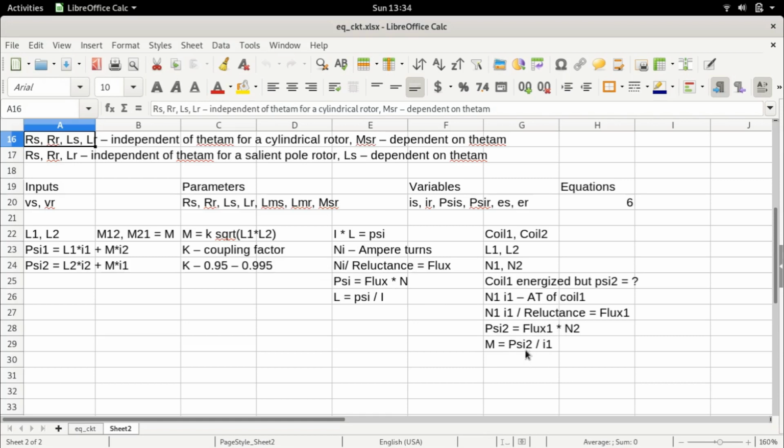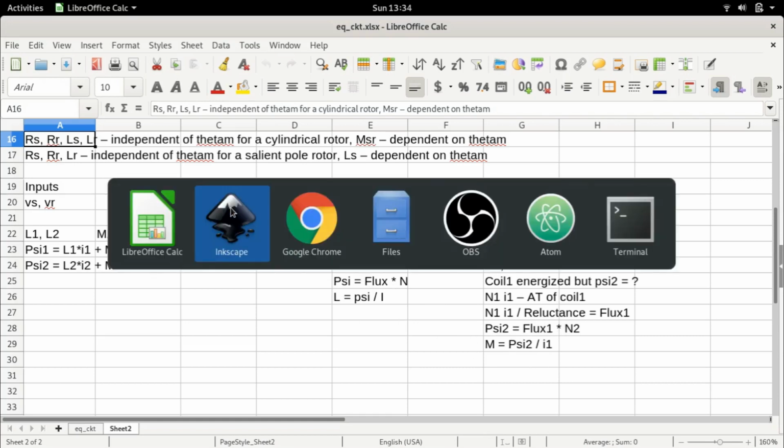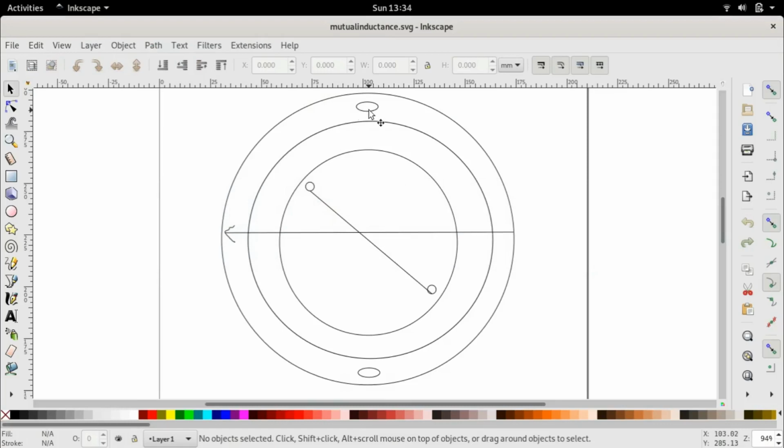So we are now looking at mutual flux, and if we come back to the diagram, I had talked about how we can consider a simplified stator winding. Typically the stator windings are distributed all across the circumference of the stator. But for the purpose of analysis, we can assume it to be just 2 slots diametrically opposite each other, and the coils are wound on these slots. And the same for the rotor as well.